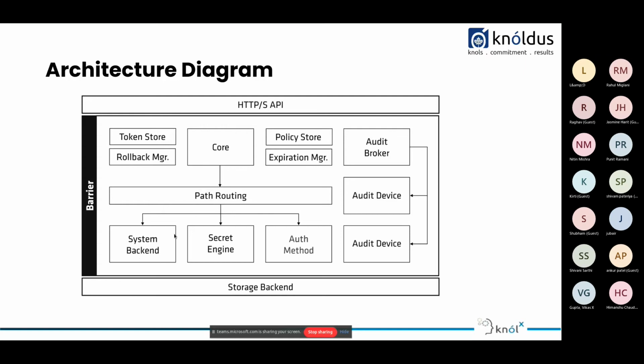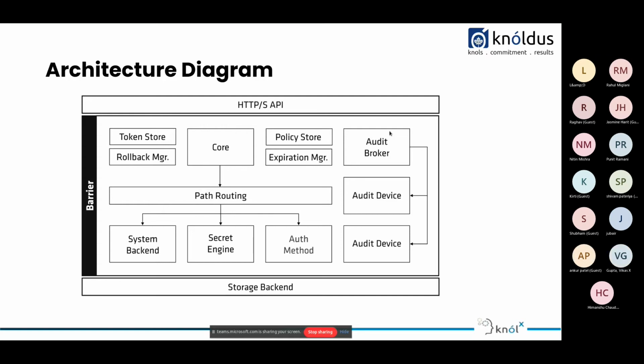Now, the system backend is used to interact with the storage backend. It stores the secrets in the storage backend encrypted at rest. So you don't have to worry about the encryption and decryption of this storage. If someone gets the backend, they are not able to decrypt it because it is encrypted by the Vault in a very secret way. So you don't have to worry about the storage backend.